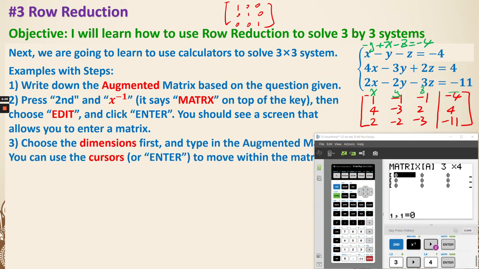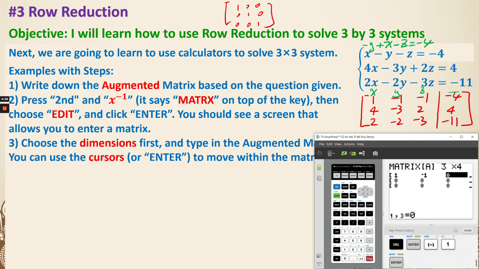Next, step 3. We are choosing the dimensions, we just did that, and we are going to type in the augmented matrix. You can use the cursor or the enter key to move things around. So our matrix, first row, 1, -1, -1, -4. So we have 1, then move -1. Oops, didn't move. Delete. So 1, press enter.